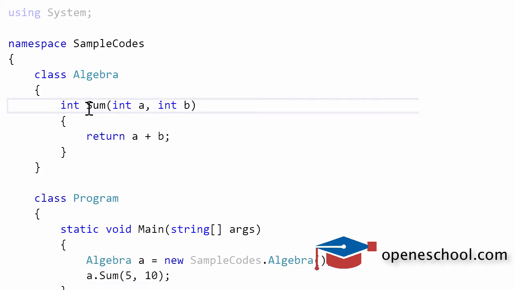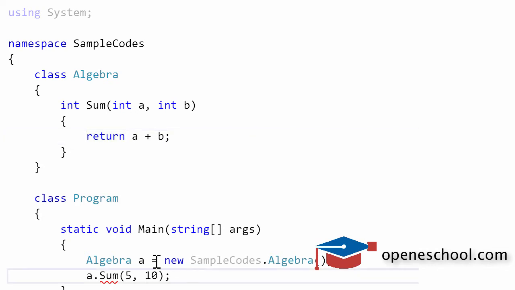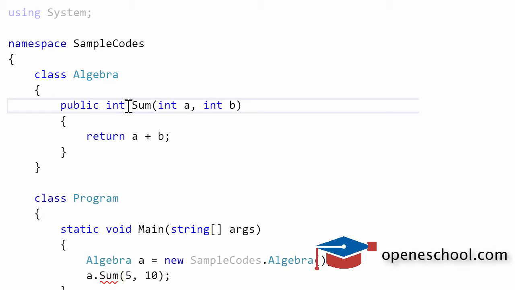But if I make this function private, you will notice that we get an error, and the error says that the function sum is not visible outside the body of the class. So let me mark it as public again, and you will notice that now we are able to use this function sum outside the body of the class by creating the object of the Algebra class.